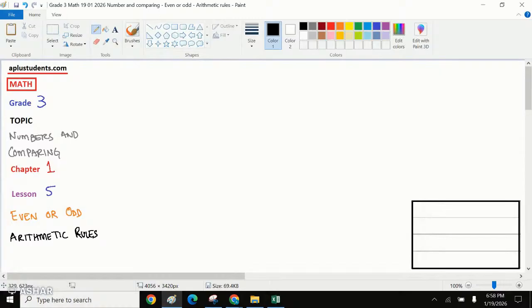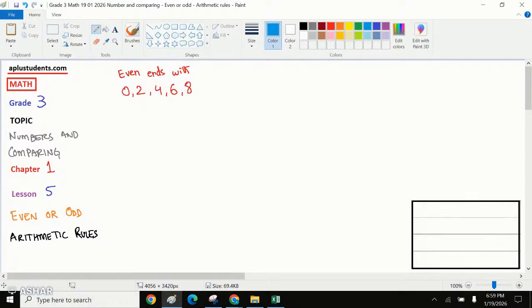Hi, welcome to the class. We'll be looking at the rules for adding numbers together, okay? The first thing first, let's look at the rules. Okay, we know the difference between even and odd, right? An even number ends with a 0. It can end with a 2, 4, 6, or 8.